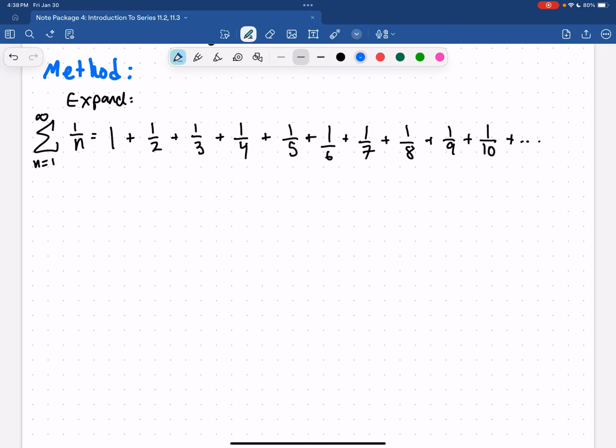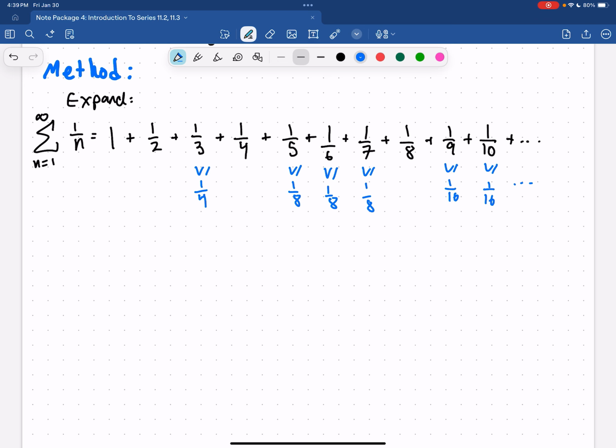Here we've got 1 plus 1/2. Then we have 1/3, which we know is greater than or equal to 1/4. Then we have a 1/4. Then we have 1 over 5, which we know is greater than or equal to 1 over 8. Then 1 over 6, which we know is greater than or equal to 1 over 8 as well. Same with 1 over 7. And then we have 1/8. Then we can look at 1 over 9, 1 over 10. We've got a big chunk of fractions there that would all be greater than or equal to 1 over 16, until we get to 1 over 16 and so on.